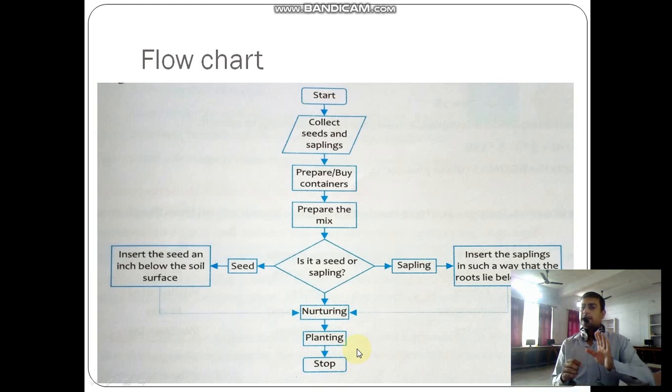So if we are giving the work in the form of this kind of design, this kind of step by step process, this is called flow chart. This is also very efficient because we are showing a very complex situation in a very easy manner. So this is called flow chart.